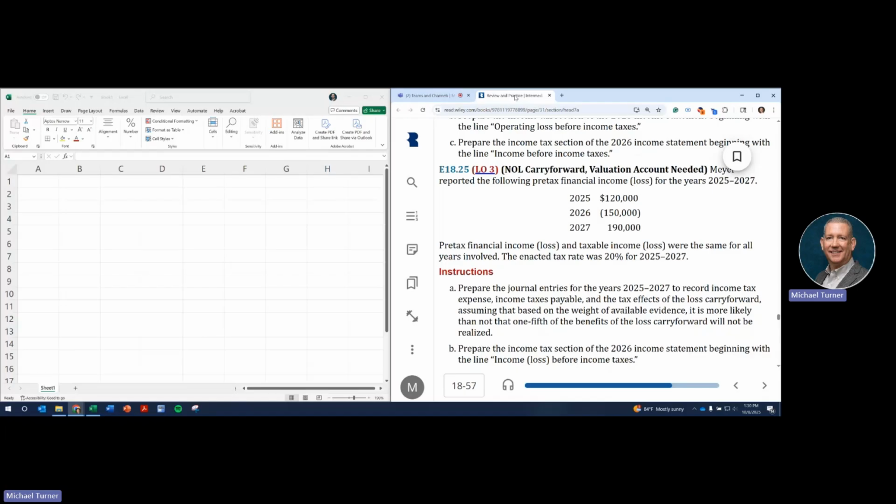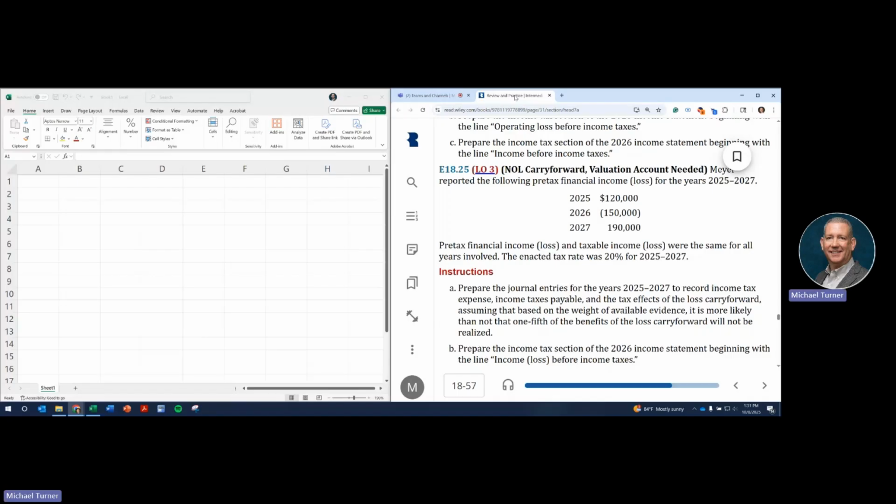So the first thing, step A, prepare the journal entries for the years 2025, 26, 27 to record income tax expense, income tax payable, and the tax effects of the loss carry forward. Assuming that, based on the weight of available evidence, it is more likely than not that 1/5 of the benefits of the loss carry forward will not be realized. And then part B, prepare the income tax section of the 2026 income statement, beginning with the line, "income or loss before income taxes."